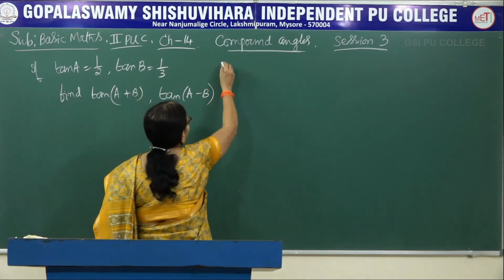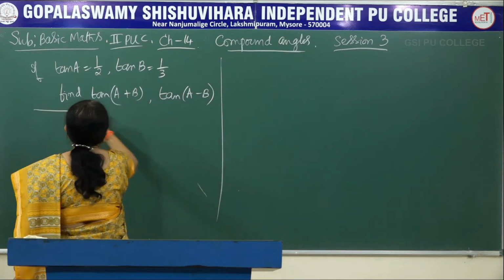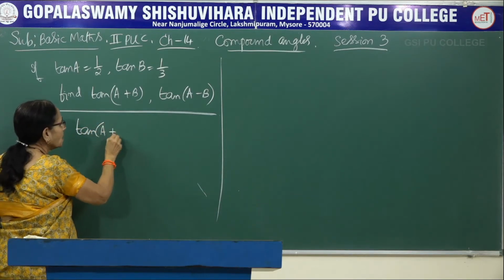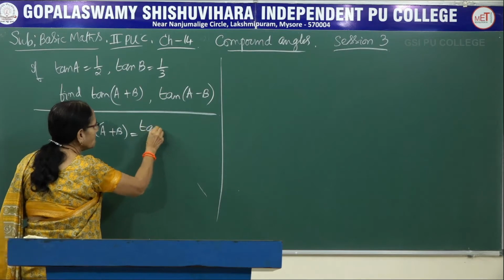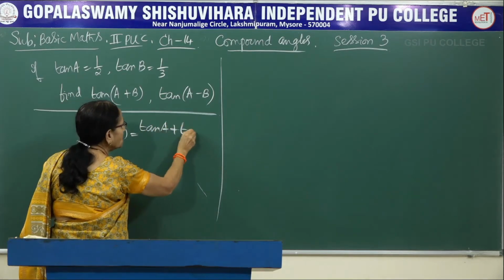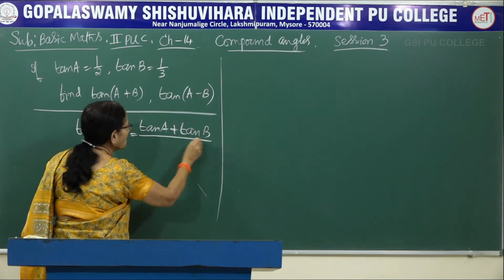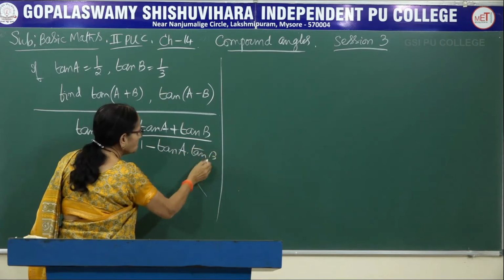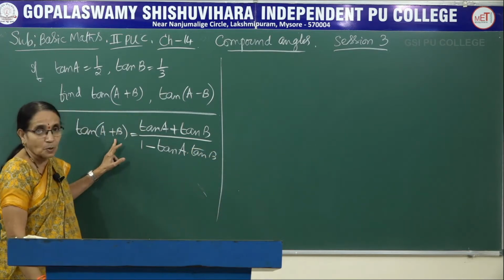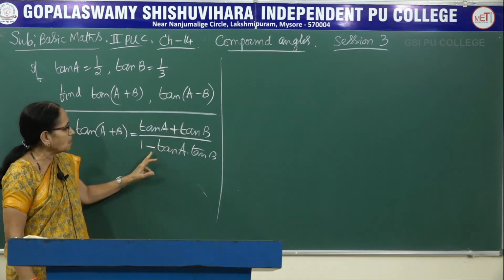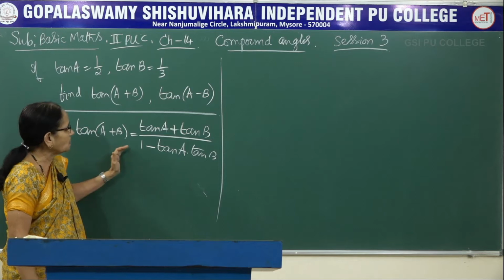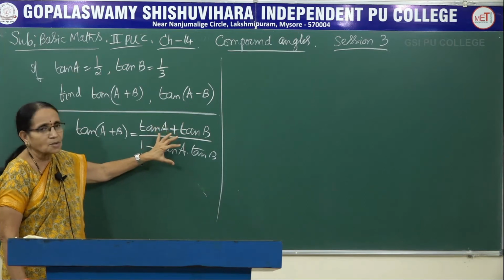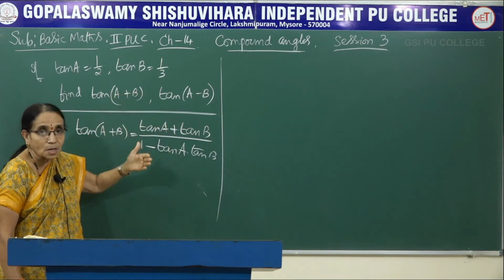Now, first let me write the formula for tan of a plus b. Tan of a plus b, as you know, is equal to tan a plus tan b, whole thing divided by 1 minus tan a into tan b. So remember the formula correctly. When you are having positive sign, the numerator would be positive, denominator would be negative. So on the right hand side, we need the values of tan a and tan b which have been given in the problem.